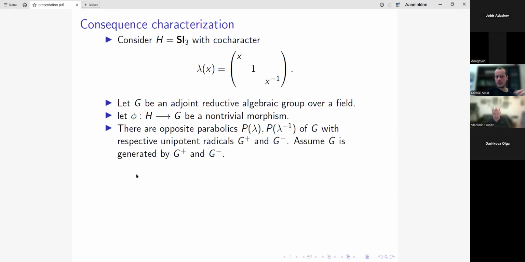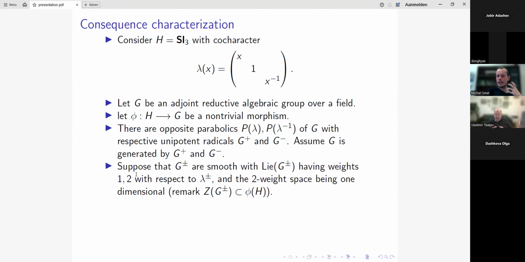Namely, this co-character of H also defines a co-character of G by just using the composition with a non-trivial morphism, and you obtain opposite parabolics P lambda and P lambda inverse of G. And this is something you can do for reductive algebraic groups, and you have respective unipotent radicals G plus and G minus. The first assumption we make is that G is generated by these groups G plus and G minus.